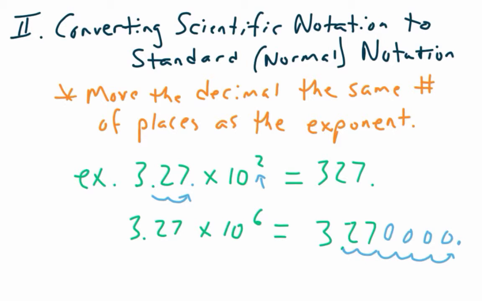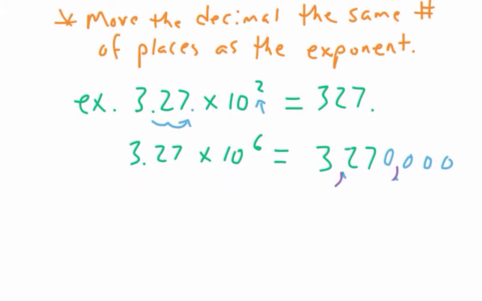And then I was always taught putting commas every 3, starting at the decimal point. So you'd end up with an answer something like that. And typically we don't write the decimal point if it's at the end of a number, if there's nothing after it, so I can get rid of my decimal point. But 3.27 times 10 to the 6th is really 3,270,000. Yes?